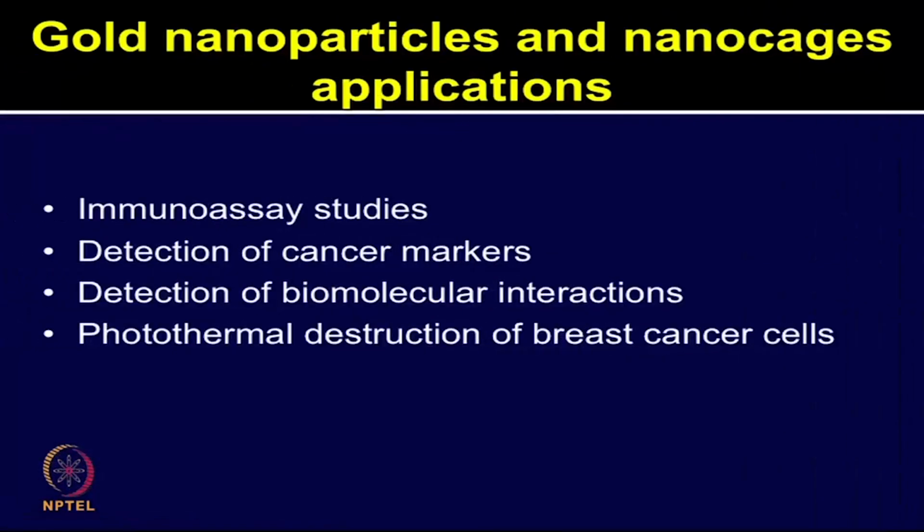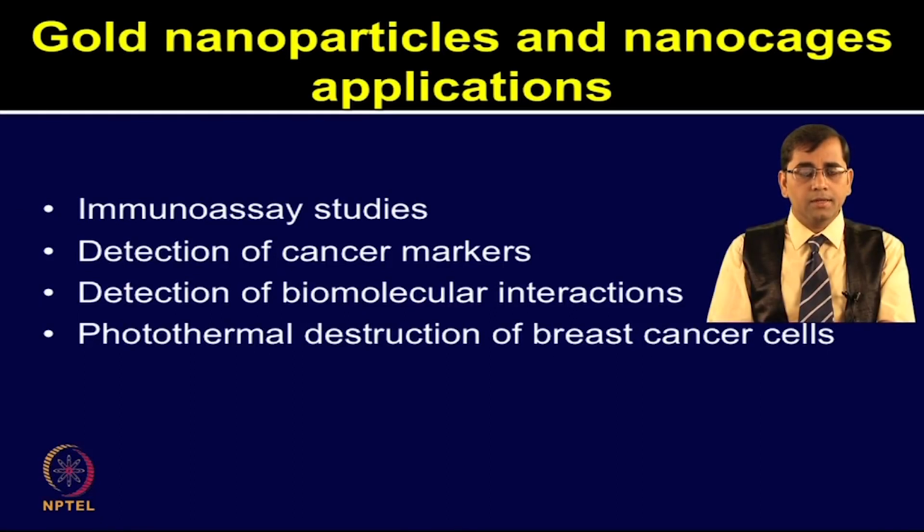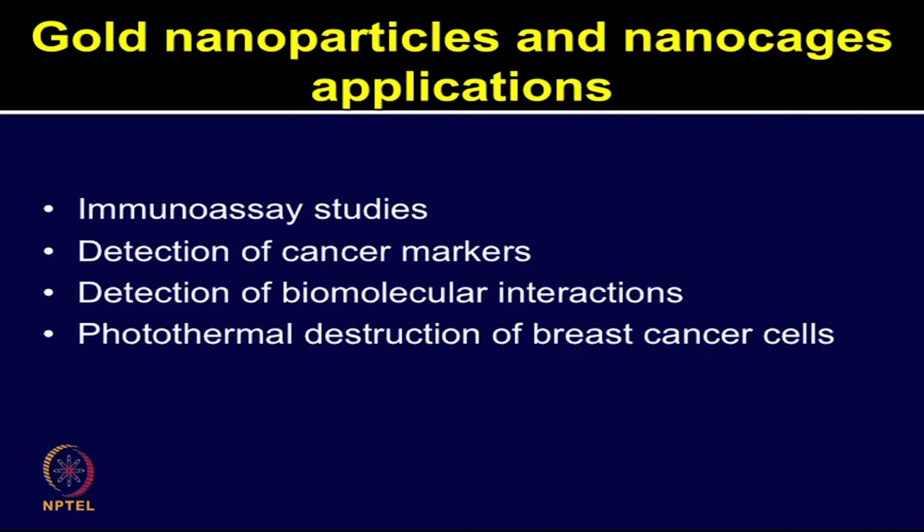The gold nanoparticles and nano cages have shown applications in a variety of fields, specifically in proteomics. They have been used in immunoassay studies, detection of cancer biomarkers, and detection of various biomolecular interactions, as well as photothermal destruction of breast cancer cells. These applications have been demonstrated in some of the published studies, which have shown the potential of using gold nanoparticles and nanocages for various proteomic applications.